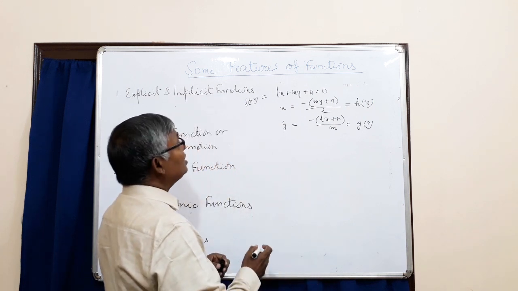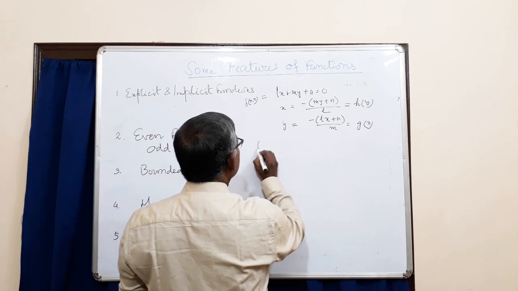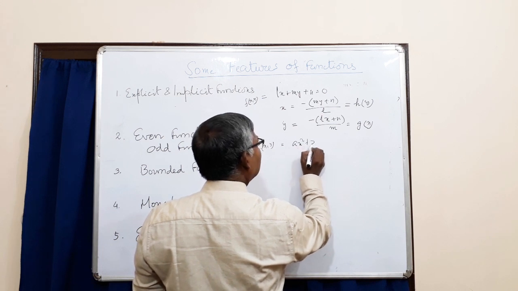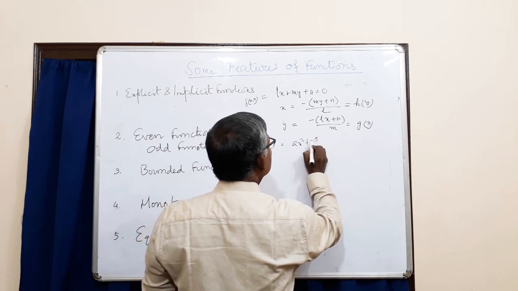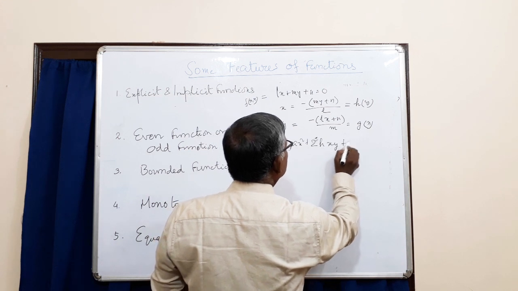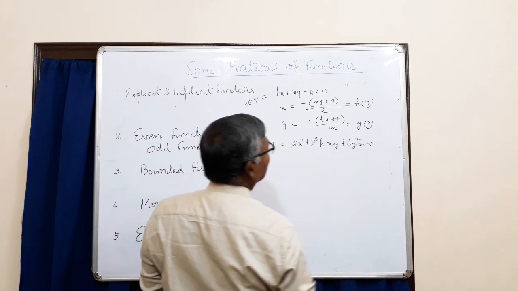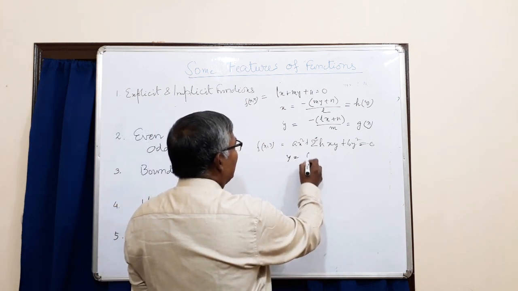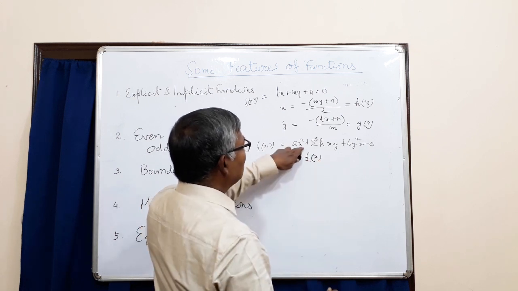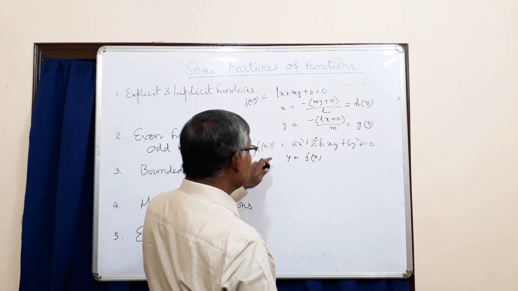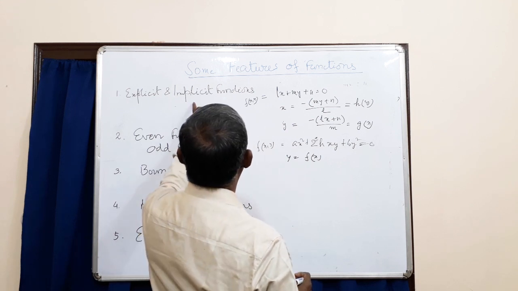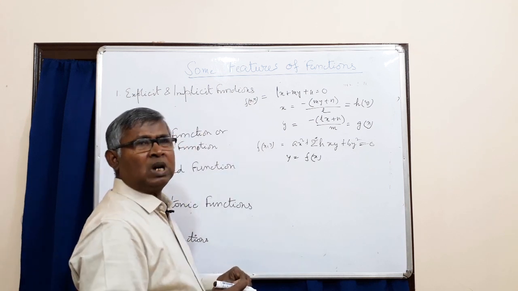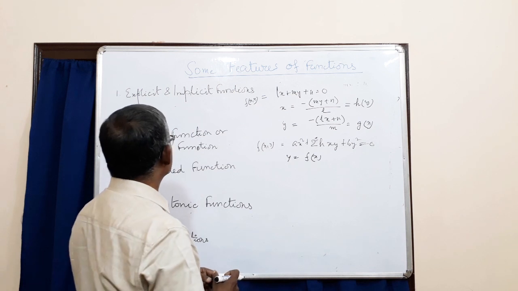But what about implicit function? If the function f of x, y is of this type, ax square plus 2hxy plus by square equals 0, here you see you cannot express y in terms of x. You cannot get it. So these types of functions are called implicit functions. And this definition is very much important for higher mathematics in calculus.